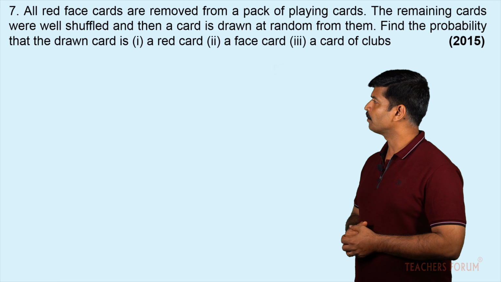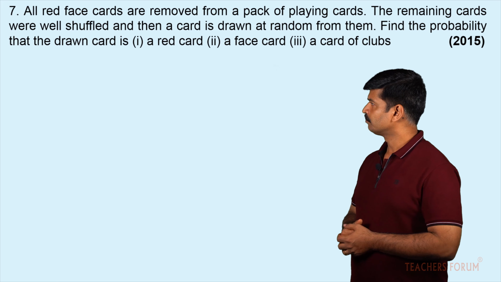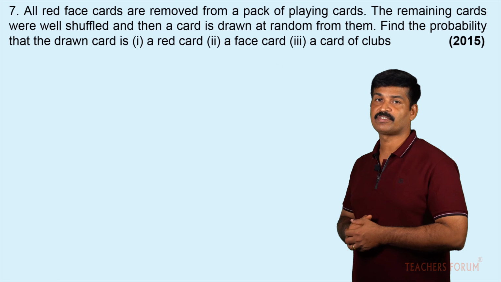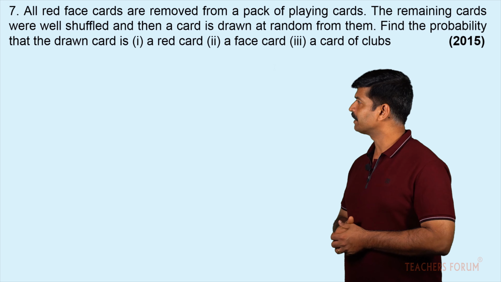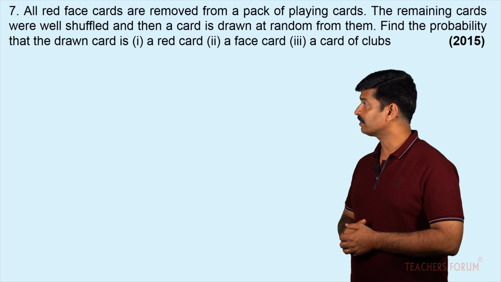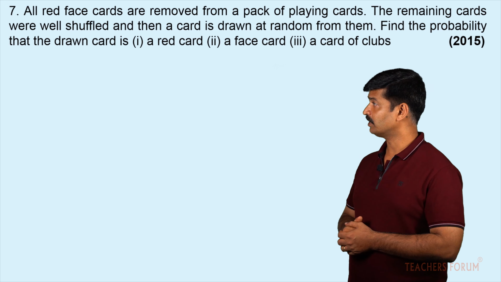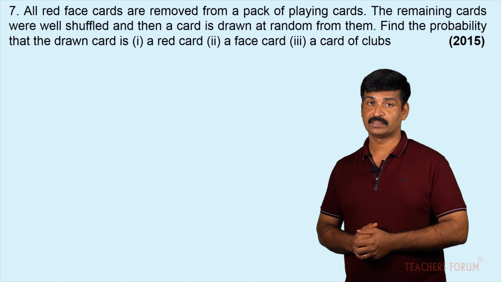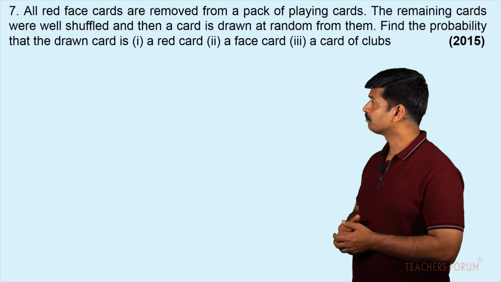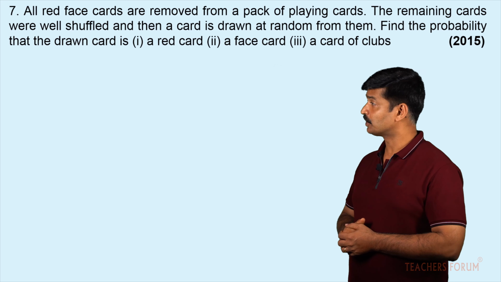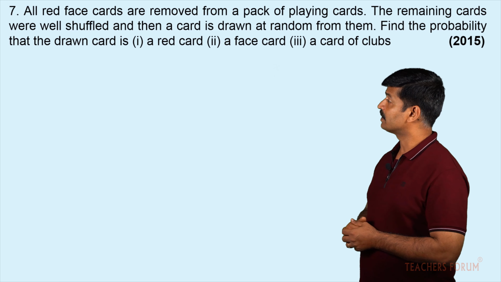Next question. All red face cards are removed from a pack of playing cards. The remaining cards were well shuffled and then a card is drawn at random from them. Find the probability that the drawn card is a red card, a face card, a card of clubs. You see, you know there are 52 cards in a deck of playing cards. What is given? It is given that all red face cards are removed.